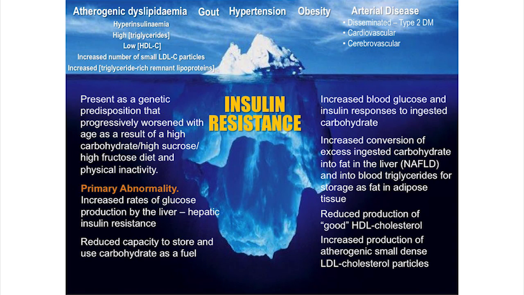So I want to explain now how insulin resistance causes these conditions and what are the metabolic abnormalities and how do I see insulin resistance. And I see it as a genetic predisposition that progressively worsens with age as a result of high carbohydrate, high sucrose, high fructose diet and physical inactivity. And that's why I tried to show you in the first slides of myself being insulin resistant at the age of 28. And I know that these genes must be very powerful because they came straight from my father to me, and I'm aware that I passed them on to my own family. So the genes must be extremely powerful.